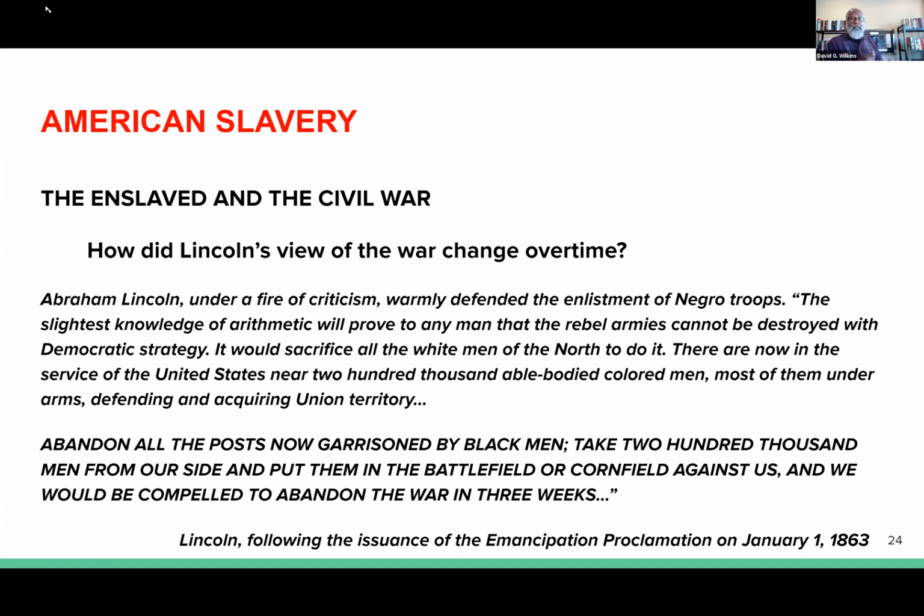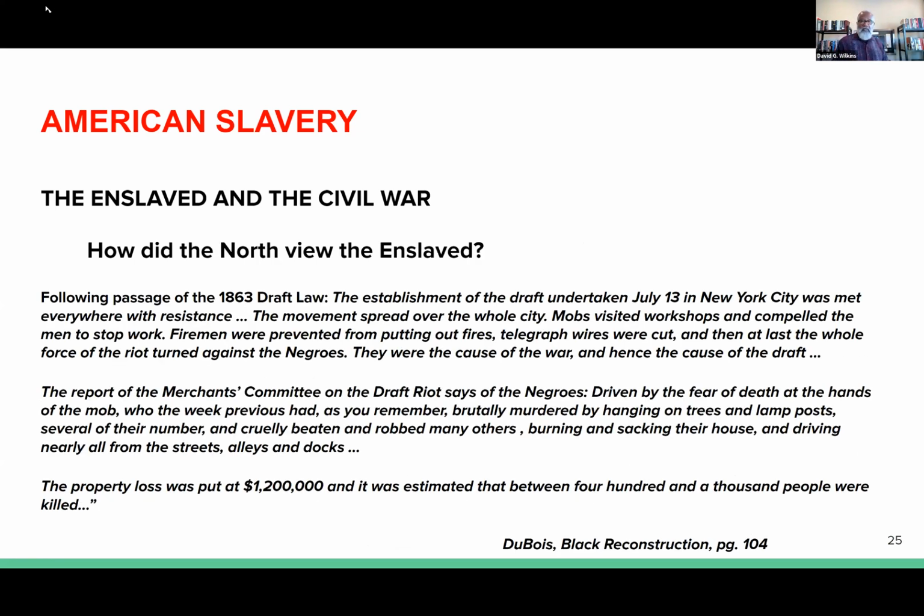He concludes by saying, "Abandon all the posts now garrisoned by black men. Take 200,000 men from our side and put them in the battlefield or cornfield against us, and we would be compelled to abandon the war in 3 weeks." Lincoln's become a believer in the recruitment and utilization of black troops, obviously. How did the North view the enslaved? So this is a reference to the 1863 draft law. You were conscripted into the Union Army. Once your conscription expired, you'd return home to the farm.